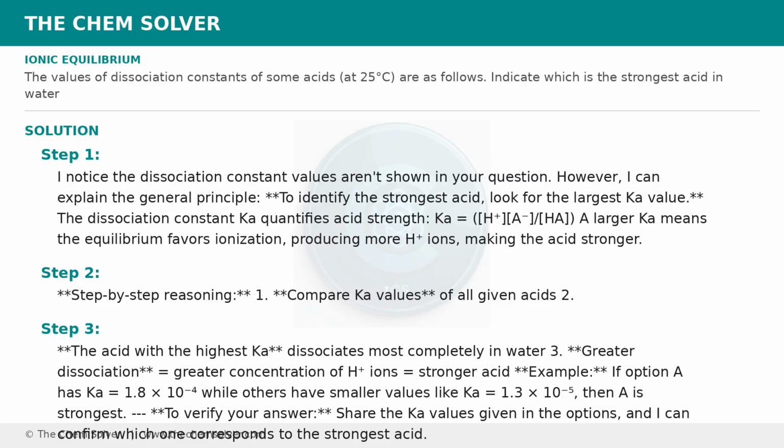Example: if option A has Ka equals 1.8 times 10 to the power minus 4, while others have smaller values like Ka equals 1.3 times 10 to the power minus 5, then A is strongest.